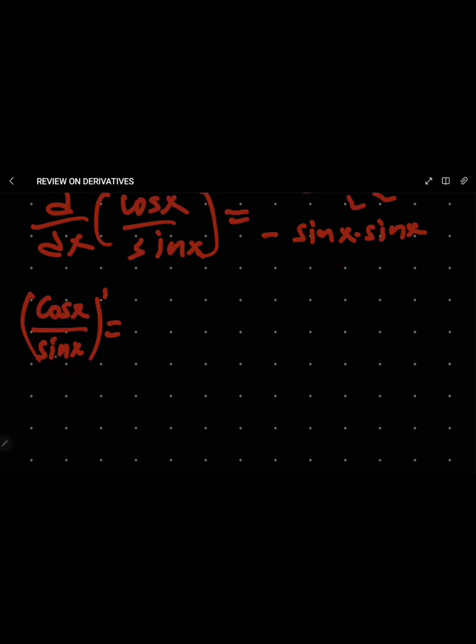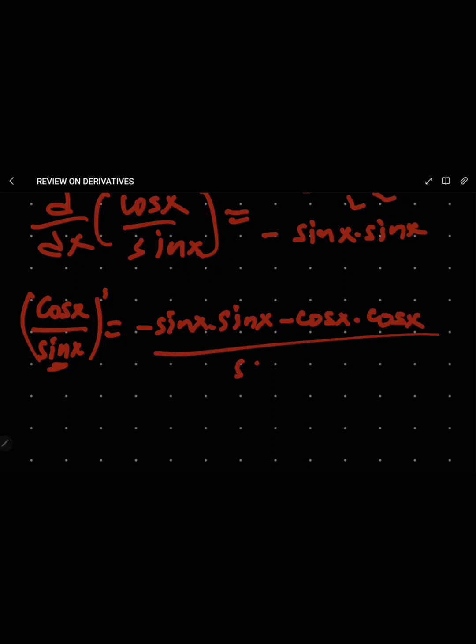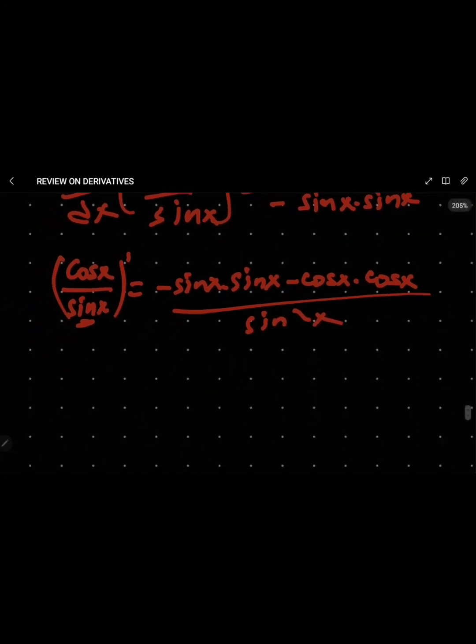So cos x over sine x, the derivative is: the derivative of cos x is minus sine x, times sine x, the denominator, minus, what is the derivative of this one? Yes, because it is a quotient we do minus. So what is the derivative of sine x? Cos x, times the numerator function, cos x again, over sine x the whole square. Yeah, that is it.